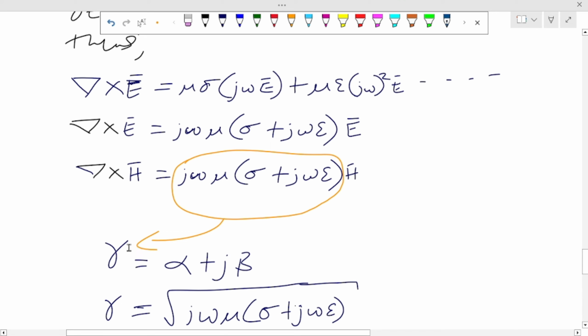So since this is a constant, but not just any number, a complex number, let's use a gamma to represent it. So gamma equals, in this case we say it's a complex number, right? So gamma equals the real part, let's use alpha for that, plus the imaginary part, which is j beta.